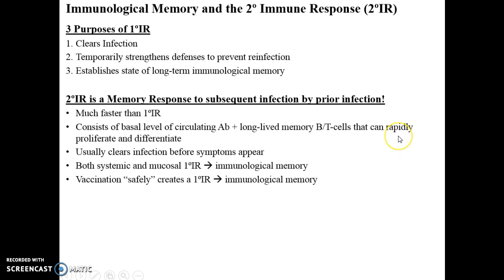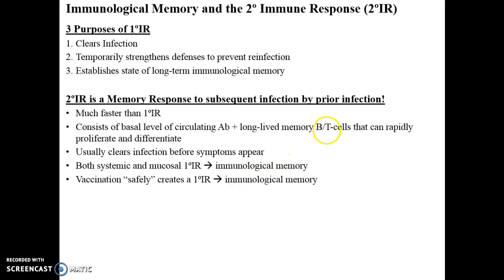And this is where the response time differs, because now we don't have to go through that naive cell stage of needing the B cell to interact with the T helper cell, and then the T helper cell having to interact with the cytotoxic T cell. Those memory cells are already created, and they can be instantly activated to go through proliferation and differentiation. And so many times, most times, you actually clear an infection before you even have symptoms.